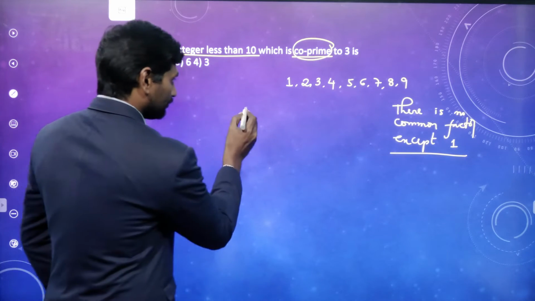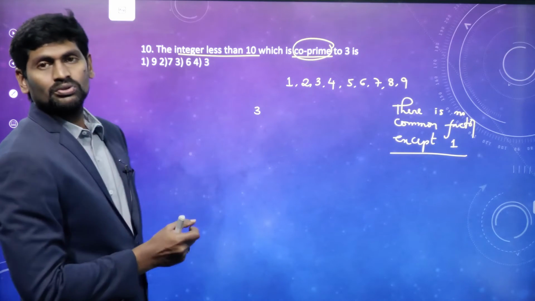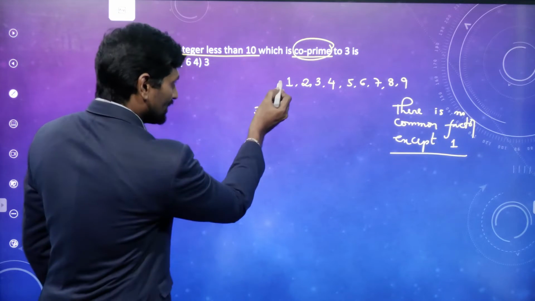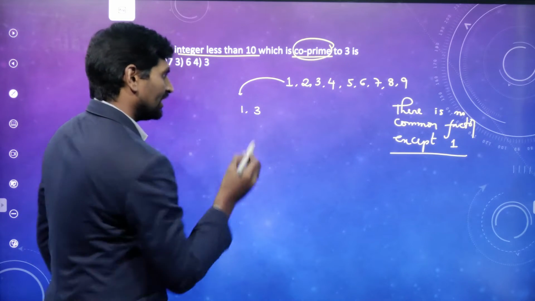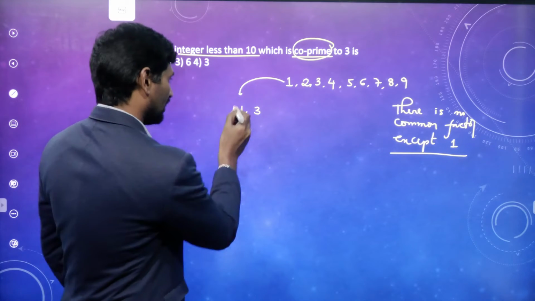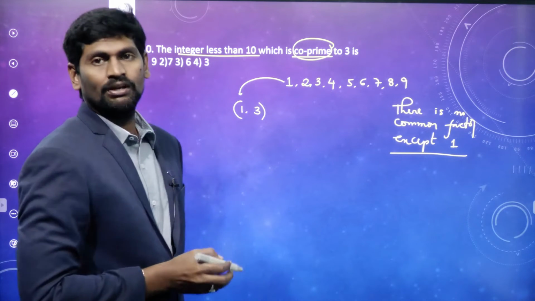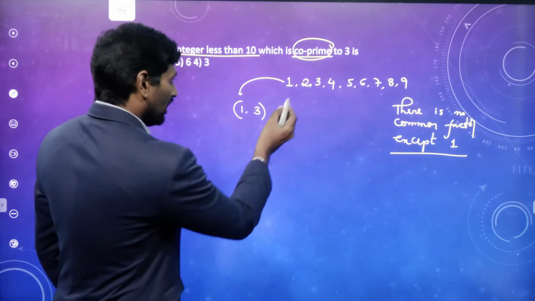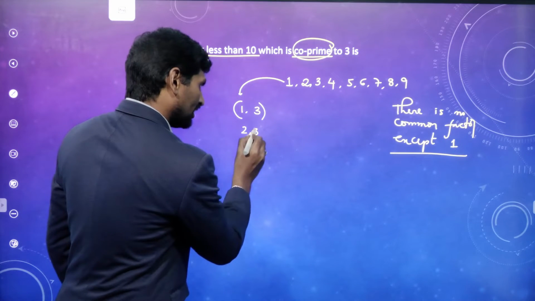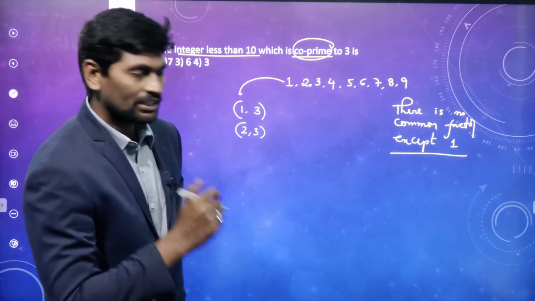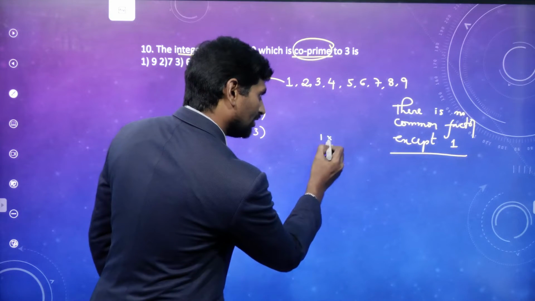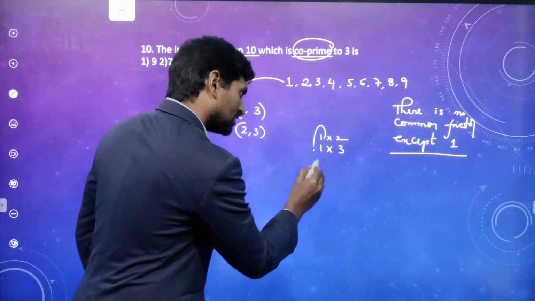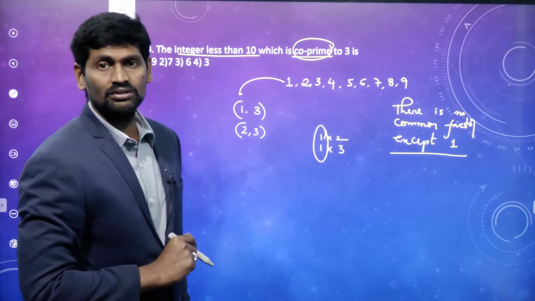Now let us see. We have to identify the co-primes with 3. Let us see with 1. Are 1 and 3 co-primes or not? Yes, 1 and 3 are co-primes because there is no other factor between them. Coming to 2, yes, 2 and 3 are also co-primes. Because 2 is a prime number, it has the factors 1 and itself. 3 is also a prime number, having the factors 1 and itself. Only 1 is the common factor. So 2 and 3 are also co-primes.